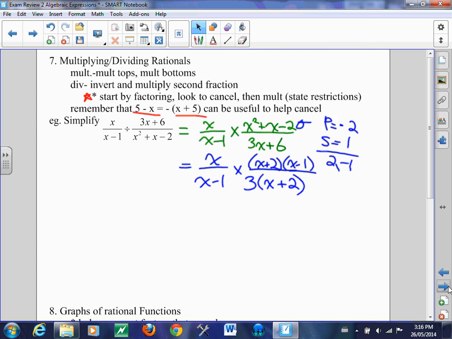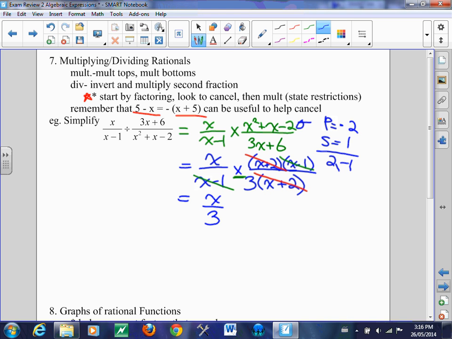Now I look to simplify. I look to cancel or cross out. Remember, folks, that if you're reducing, it's within the same fraction. So here's an example of reducing the x plus 2. And if you're going to cancel, as long as you've got one numerator, one denominator, and it's a factor, meaning multiply, you're okay. So what does this simplify down to? This simplifies down to x divided by 3. Don't forget your restrictions.